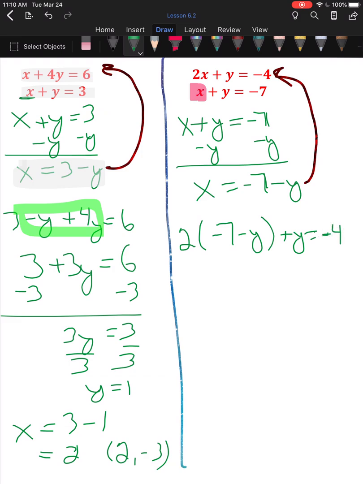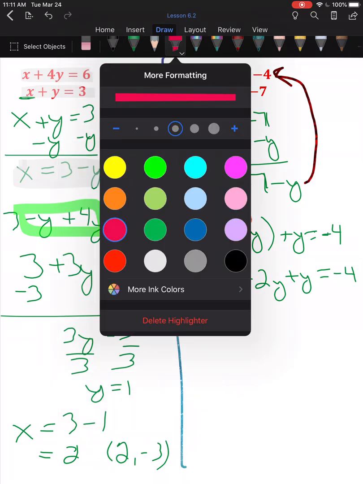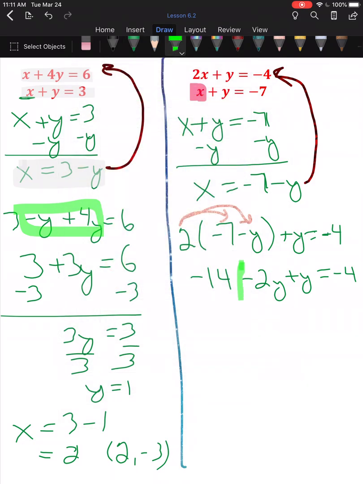I must distribute. I have to take this 2 and multiply it to both the negative 7 and the negative y in parentheses. 2 times negative 7 is negative 14. 2 times negative y is negative 2y. And the plus y equals negative 4 hasn't changed yet. There are like terms. These are both y's, and they're on the same side of an equal sign, so they need combined. That negative 14 is still negative 14. Negative 2y plus 1y is now negative 1y.